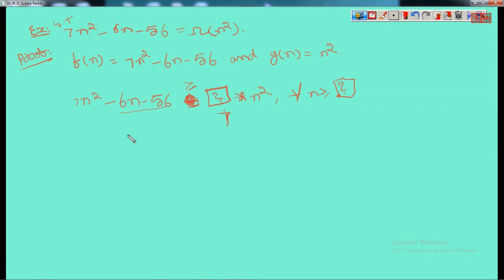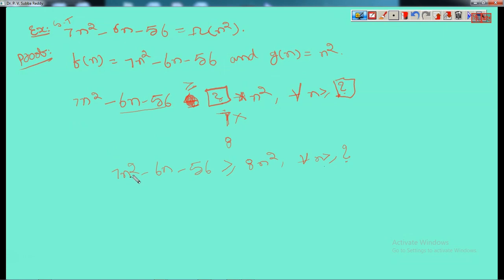Next, then what should I do? Now for example, is it possible to take 8 here? Is it correct? If I take 8 here, one side I have 7n square minus 6n minus 56, and the other side 8n square. For all n greater than or equal to some value, this value I need to fix.